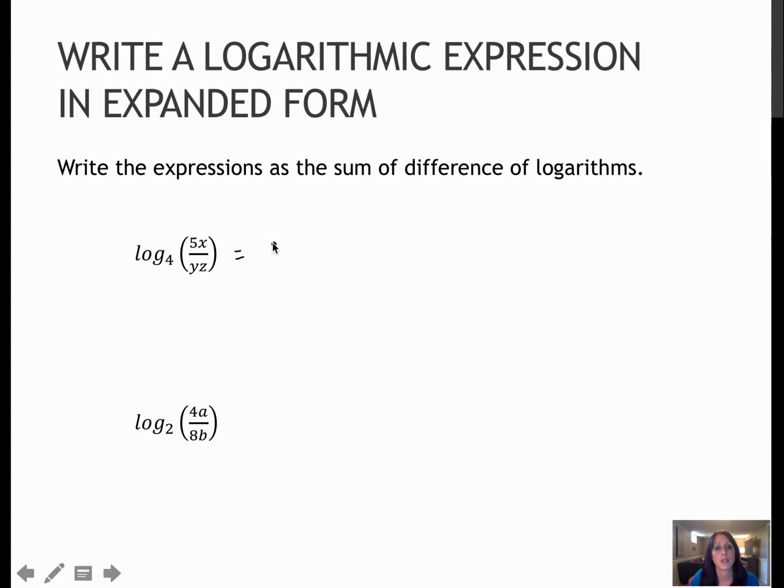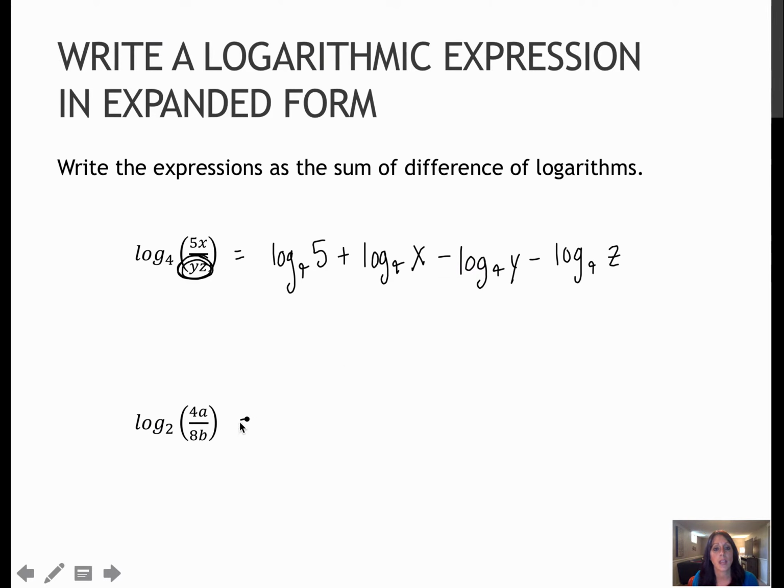So first thing I would do is say log base 4 of 5 plus log base 4 of x. And then of course I've got a yz on the bottom, which means both of those will be subtracted. So log base 4 of y minus log base 4 of z. Then I would go back through to see if any of those can be reduced at all, and they cannot be, and so that would be my final answer. But again, notice that both items that were in the denominator both end up with a subtraction sign.